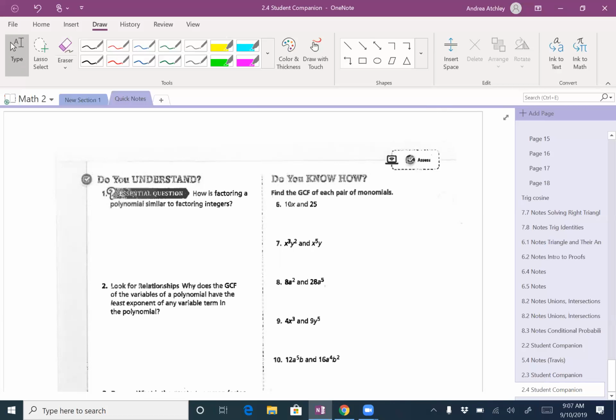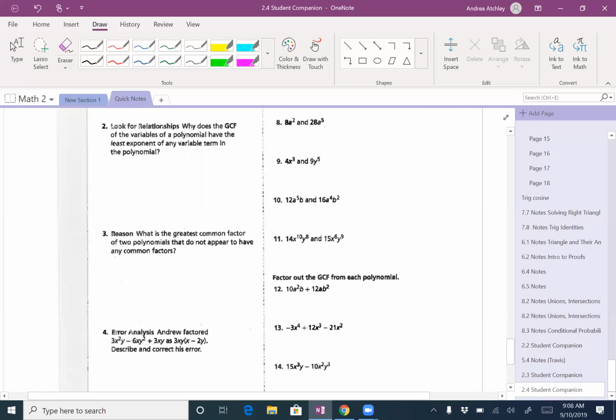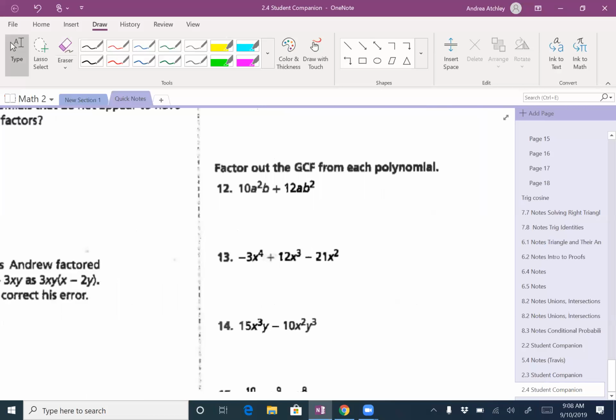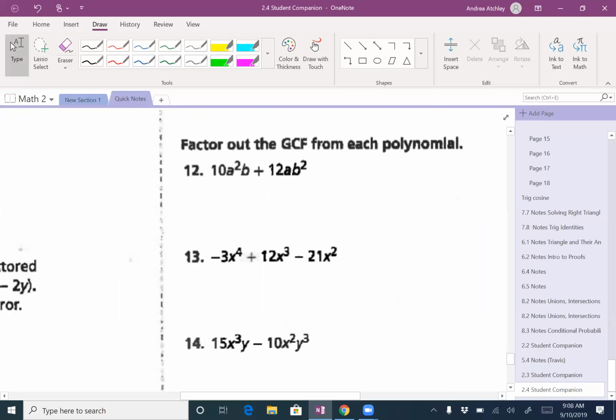Page 38. Okay, we're looking at number 12. Turn to page 38 and go to number 12. Okay, now we have two variables. So I just want to show you how to do that with two variables.